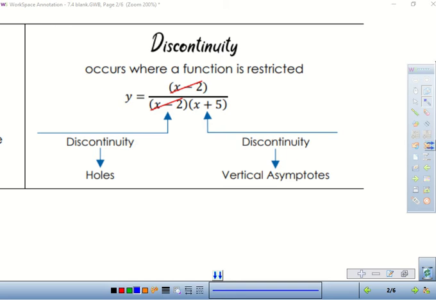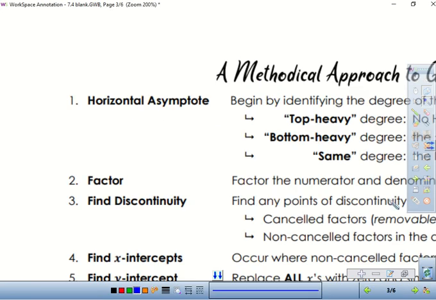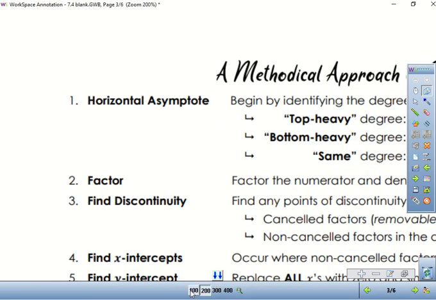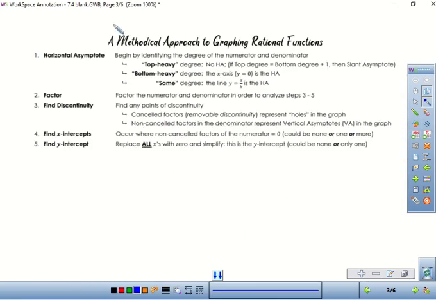There are two types of discontinuity. There are what we call holes in the graph, which basically look like open circles. And then we also have vertical asymptotes. Vertical asymptotes are the type of asymptotes that can never be crossed. Horizontal and slant asymptotes can sometimes be crossed. So let's go ahead and look at some of the key important features of what we need to know to do this.